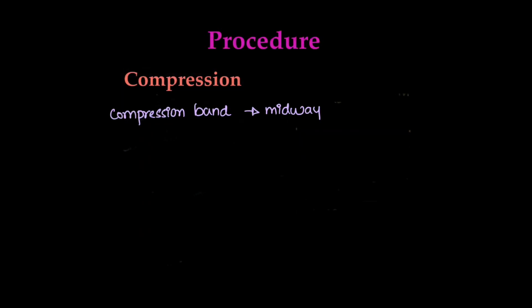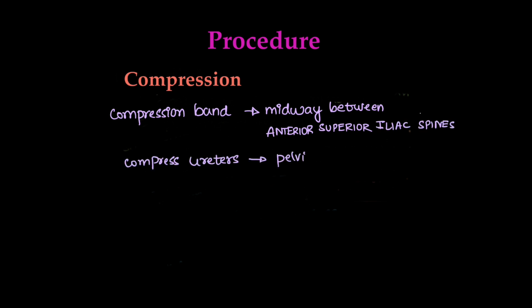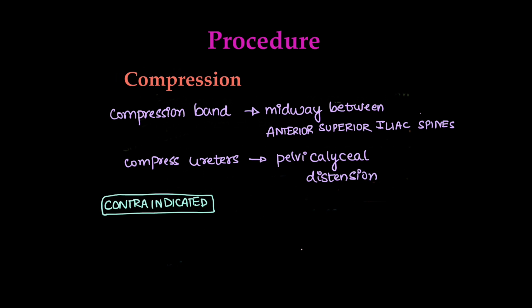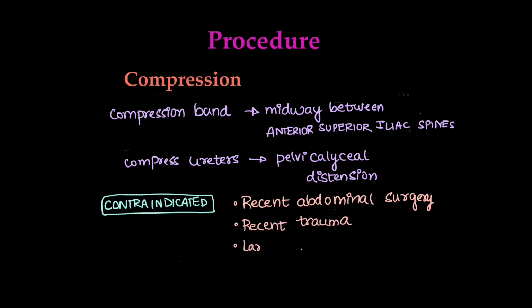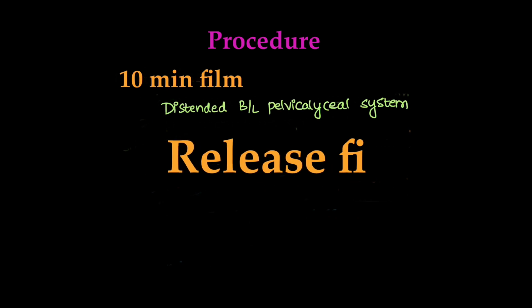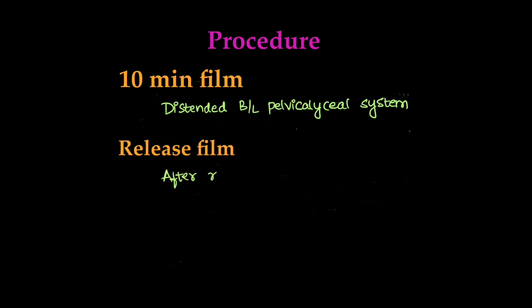Next, we apply a compression band midway between the anterior superior iliac spines on the abdomen. This compresses the ureters so that the pelvicalyceal distension will be adequate. It's contraindicated in cases of recent abdominal surgery, recent trauma or large abdominal masses, etc. After applying compression, we take a 10 minutes film. Here we can find distended bilateral pelvicalyceal systems.